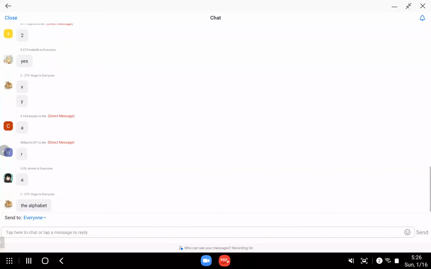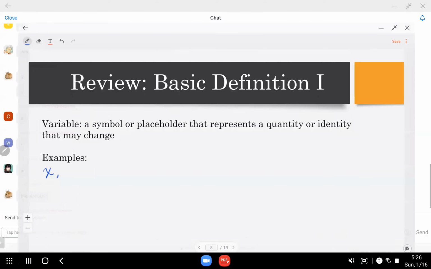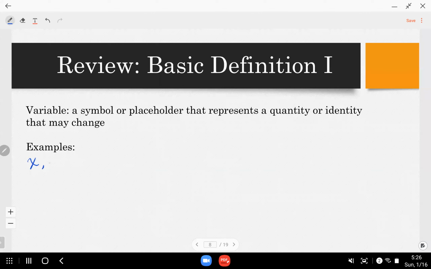X, Y, A, R, basically the alphabet. So we have R, which we see quite often. N, especially when we're writing formulas. N often denotes an arbitrary number. We can also have H, K. We use those a lot in analytic geometry when we're denoting points. Also, we have Y, don't forget that.